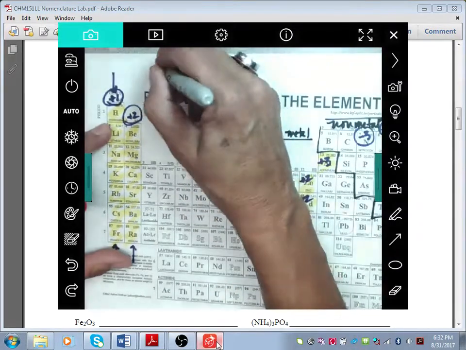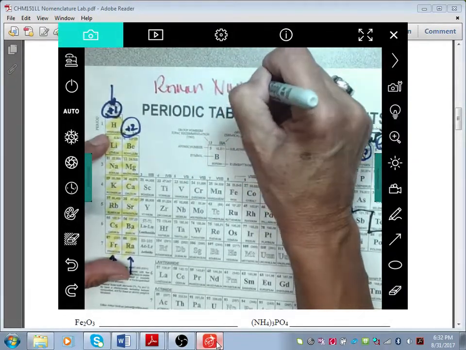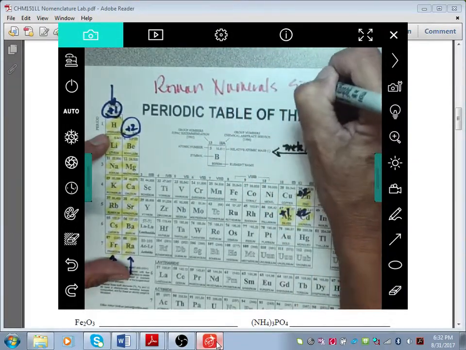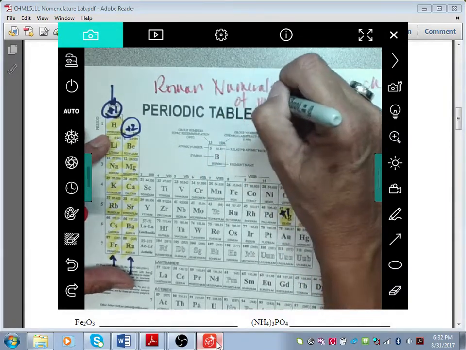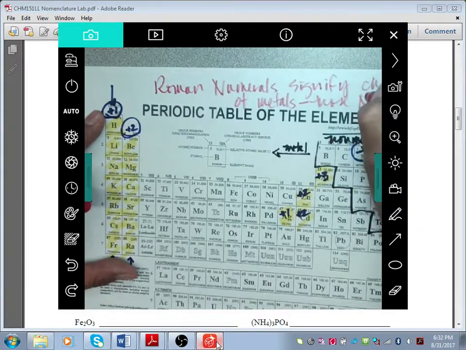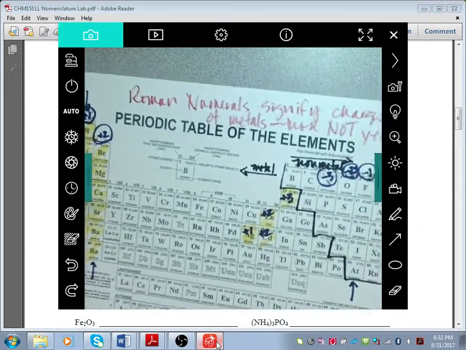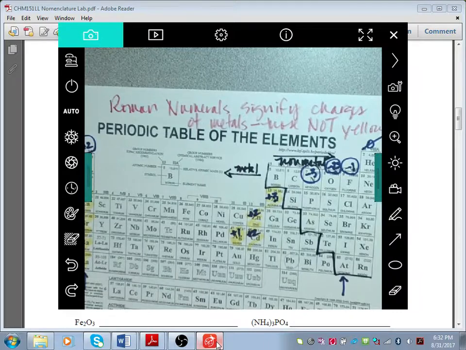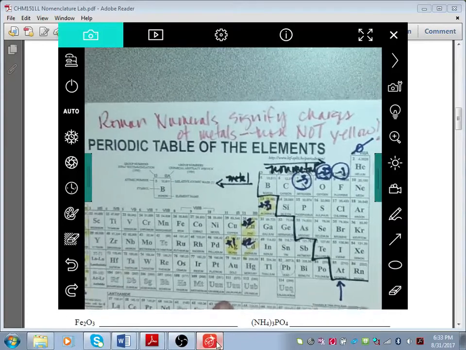So Roman numerals signify charges of metals. Those not yellow. Okay, so put that somewhere. You need Roman numerals that signify the charges of the metals, and the ones you need to use Roman numerals for are the ones that are not yellow.